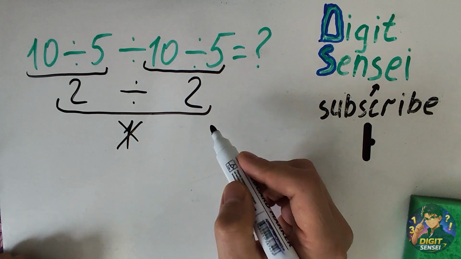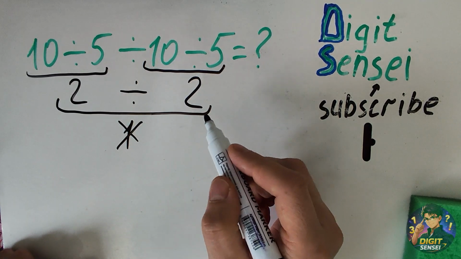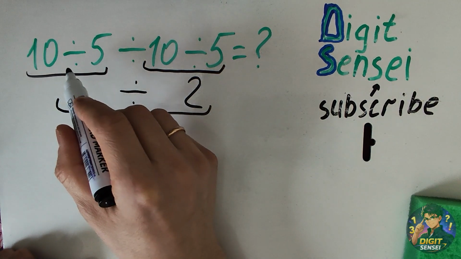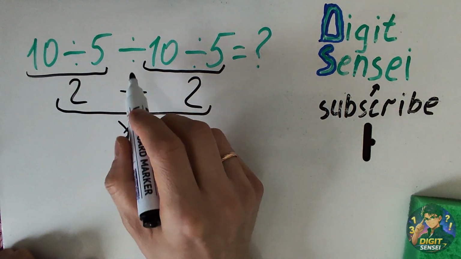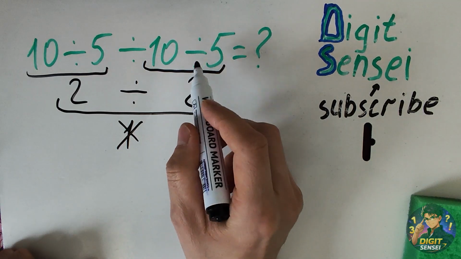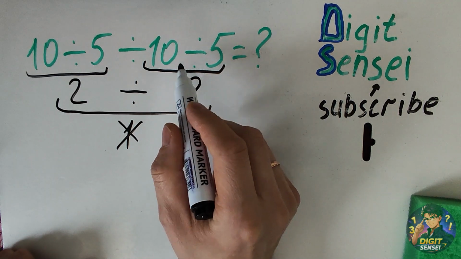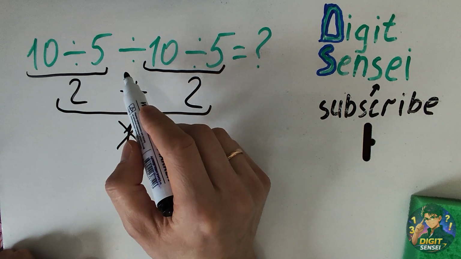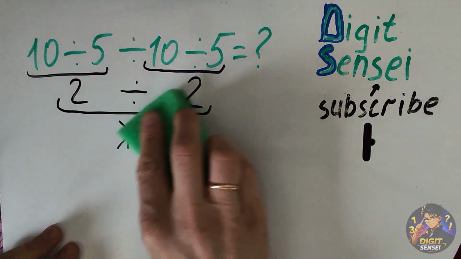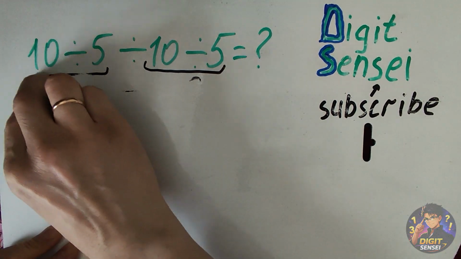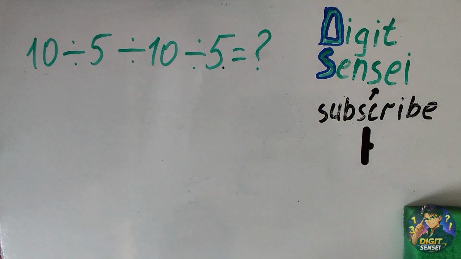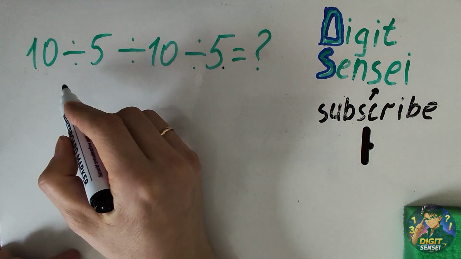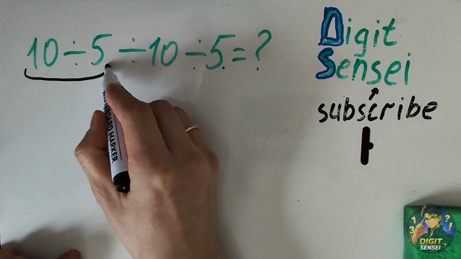Because according to the order of operations, when we have more than one division in an expression, we have to go from left to right. So first we have to do this division, then this division, and finally this division. If we do this division before this division, it is wrong. So first this division, 10 divided by 5 is just 2.